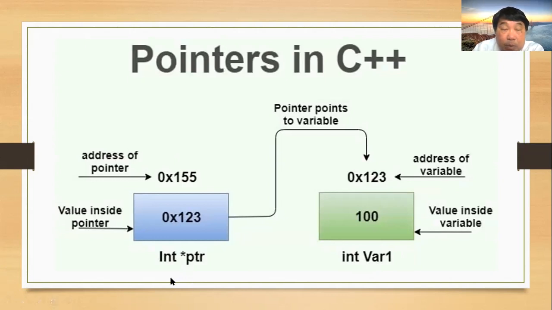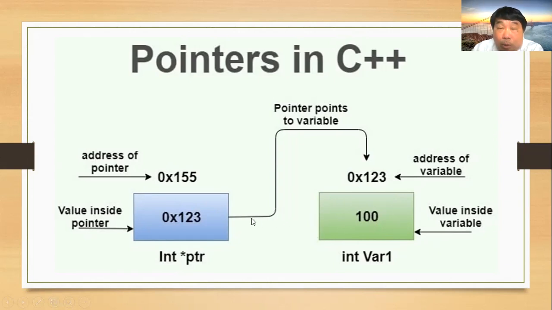So first here, we declare a pointer variable ptr as an integer pointer. Then a memory location is allocated for ptr, of which the memory address is 0x155. Then we declare another variable var1 as an integer variable. So another memory location is allocated for var1, of which the memory address is 0x123. Then we initialize var1 with the value of 100. So 100 will be stored in the memory location for var1.